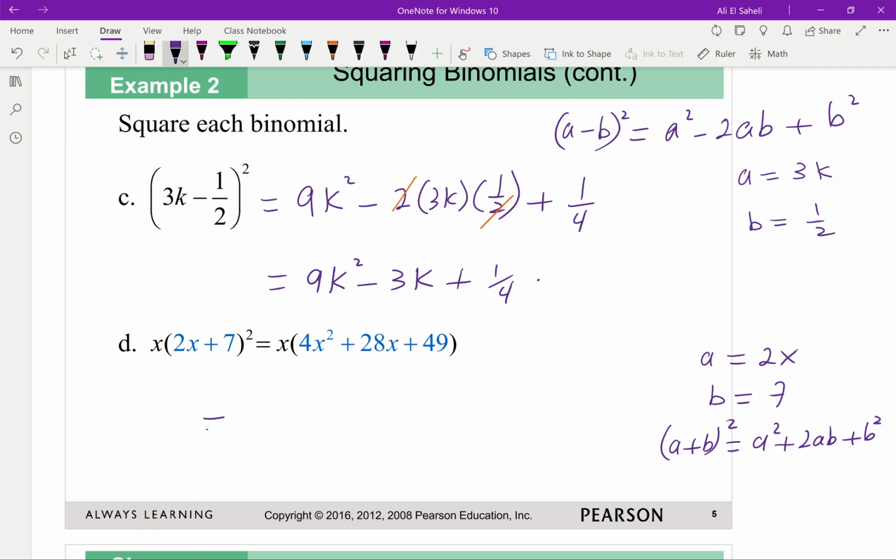And now we multiply by x. This times this, this times this, and this times this, as we did with multiplying a polynomial with a monomial. x times 4x squared, x times 28x, x times 49.